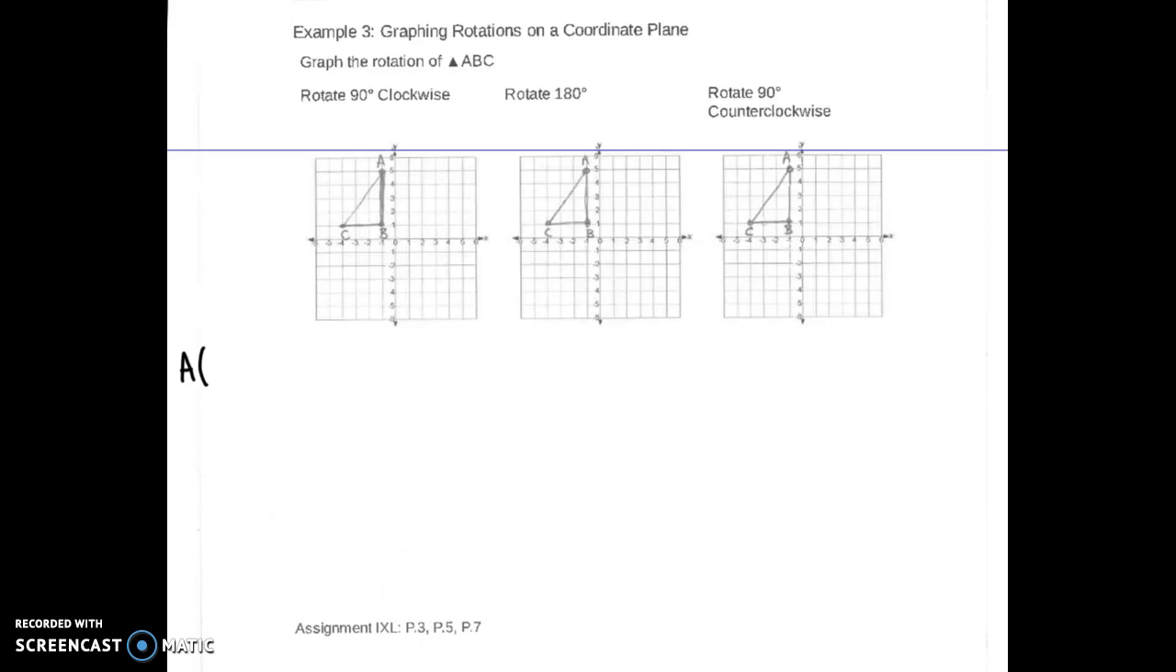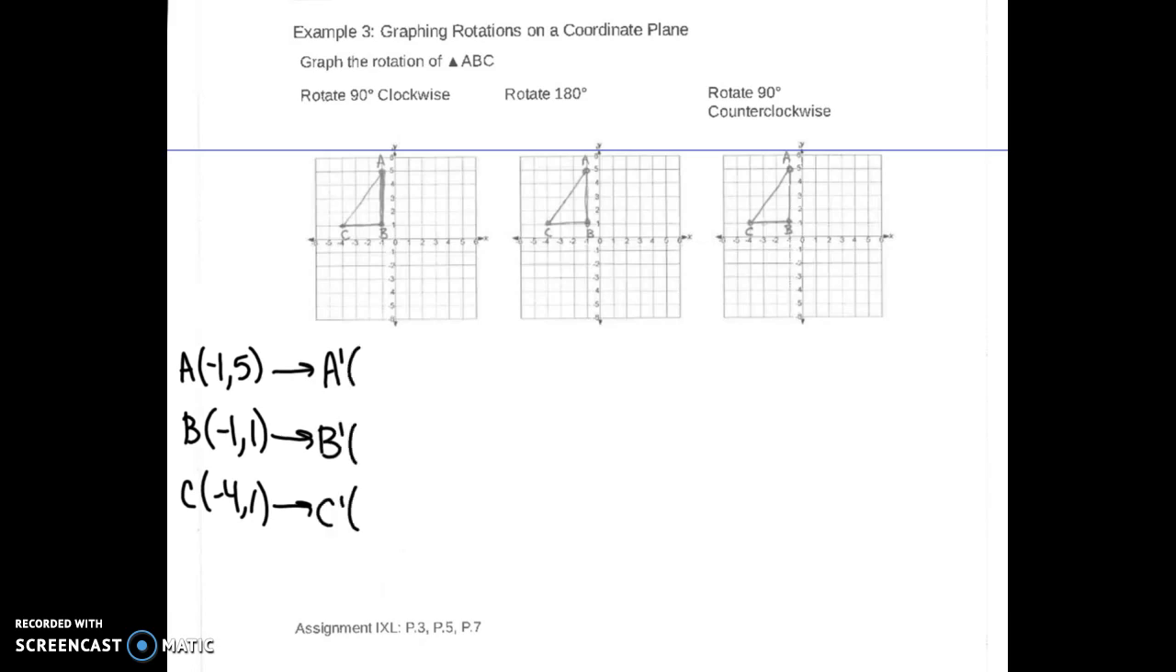So A is negative 1, 5. B is negative 1, 1. And C is negative 4, 1. So we want to find A prime, B prime, and C prime. So 90 degrees clockwise means we're going to change the order and change the sign of our X. So if we change the sign of our X, it becomes 1, 5, and then change the order. So 5, 1. 1, 1, change the order, it's still 1, 1. 4, 1, change the order, it's 1, 4.